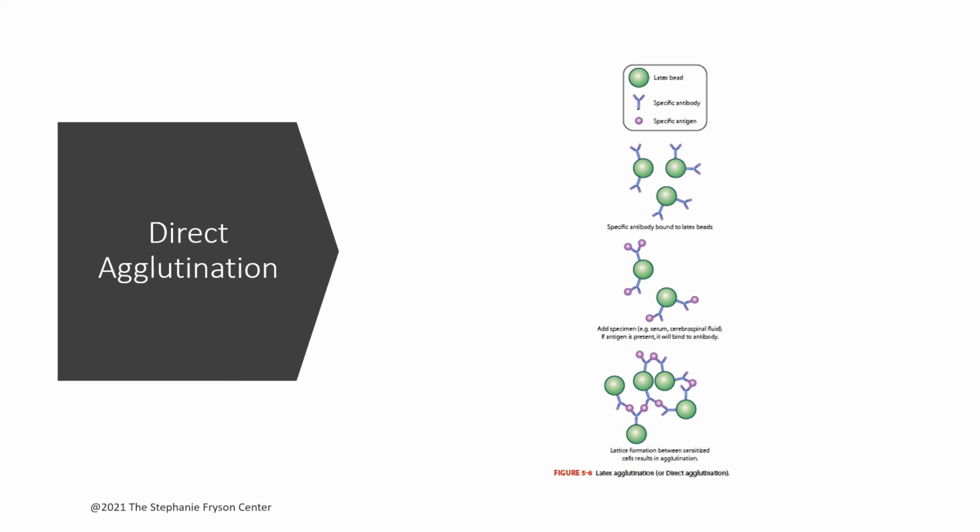Here's an example of what direct agglutination looks like, just so you can see it. You have a latex bead, you have the specific antibody and the specific antigen, and they're bound together. You add the specimen, and then you get a lattice formation, and this lattice formation is what is measured.